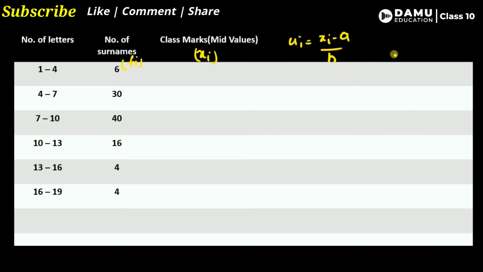We have already calculated all these values in the previous modules. So Fi into Ui we have to select for the formula. Let's move on and calculate the values. Class marks are calculated as the average of the lower limit and upper limit of the corresponding class. Then 1 plus 4 by 2, that is 5 by 2, which is 2.5.